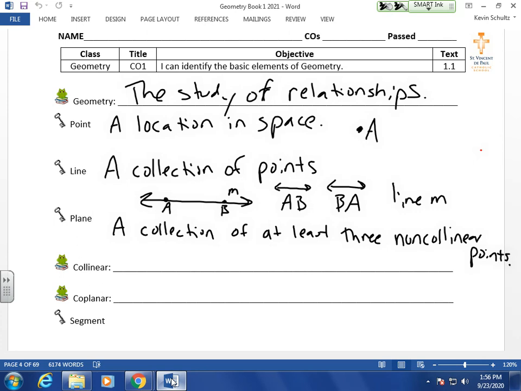So for example here, if you've got 3 points, points A, B, and C, there's no one line I can draw to connect all 3 of those points together, right? So they exist in what's called a plane, which if you think of your tabletop as a flat surface, that's kind of like what a plane is. It's a flat surface that contains at least 3 points that are not collinear.